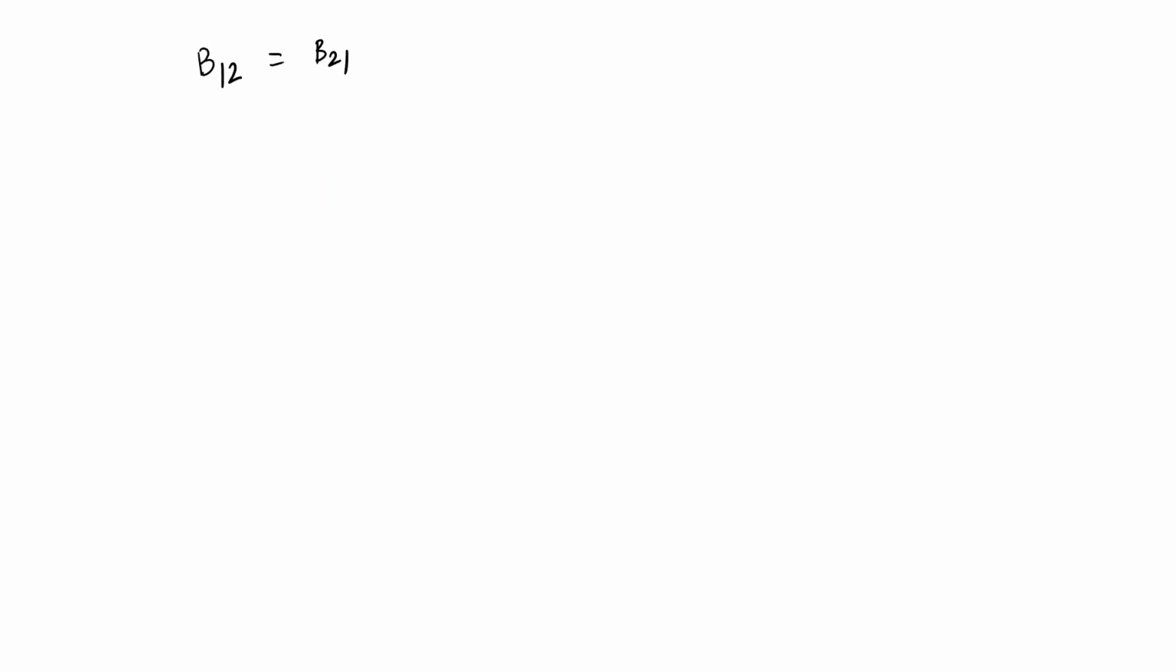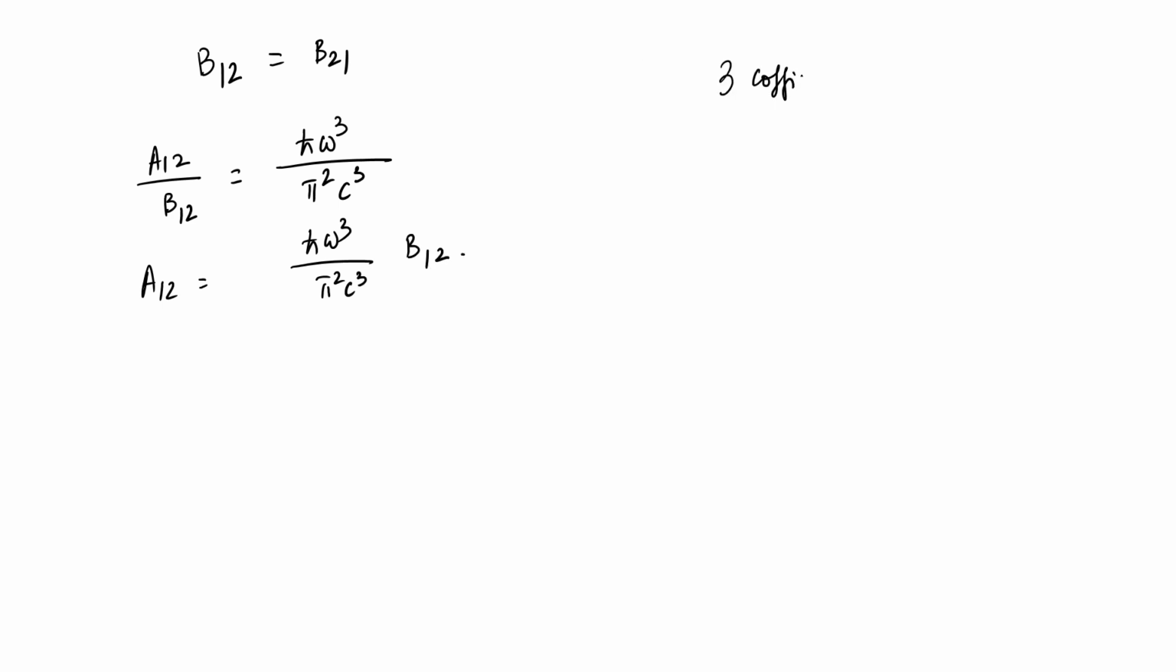They are the same, and not only that, A12 by B12 from this comparison gives you H cross omega cube divided by pi square c cube. That tells you that A12 is equal to H cross omega cube by pi square c cube into B12. So, there are three coefficients, and there are two relations. One relation is that two of them are exactly the same, and the other relation is that the third one, A12, has a relationship with either B12 or B21, which are the same, which means that there is really one independent Einstein coefficient.